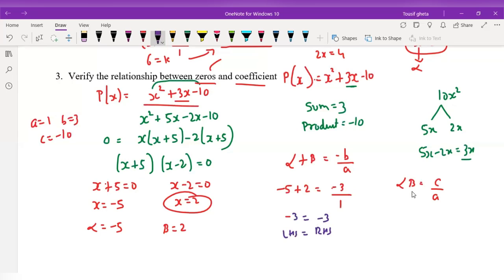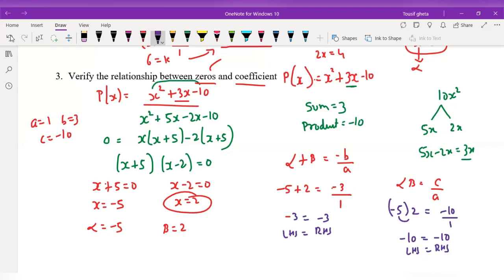Let us verify using the product formula once again. Alpha value is minus 5, beta value is 2. c value we know is minus 10, divided by a value, which is 1. So minus 5 times 2 we get is minus 10, is equal to the right hand side, we also got minus 10. So LHS is equal to RHS. Hence we verified the relationship between zeros and the coefficients.